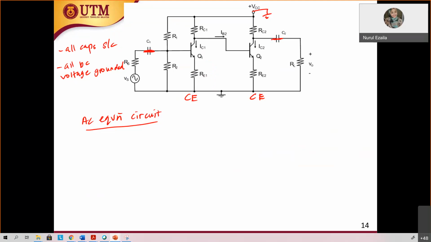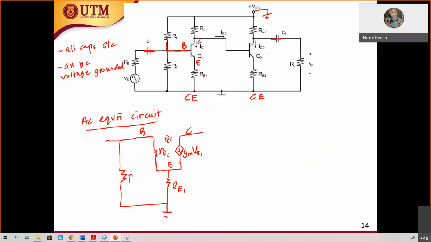Unbypass means that it has R pi 1 at the base of Q1, and then you have gm V pi 1. My handwriting becomes even worse day by day. So this is base, collector, emitter. You have here RE1. At the base you have R1 parallel with R2.